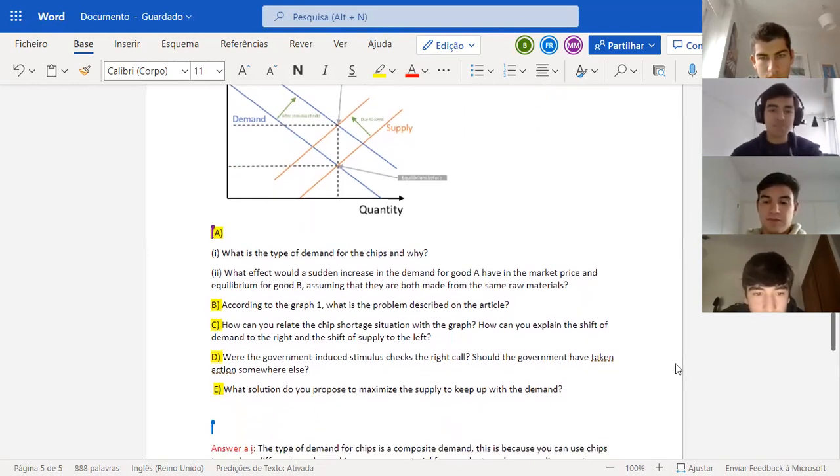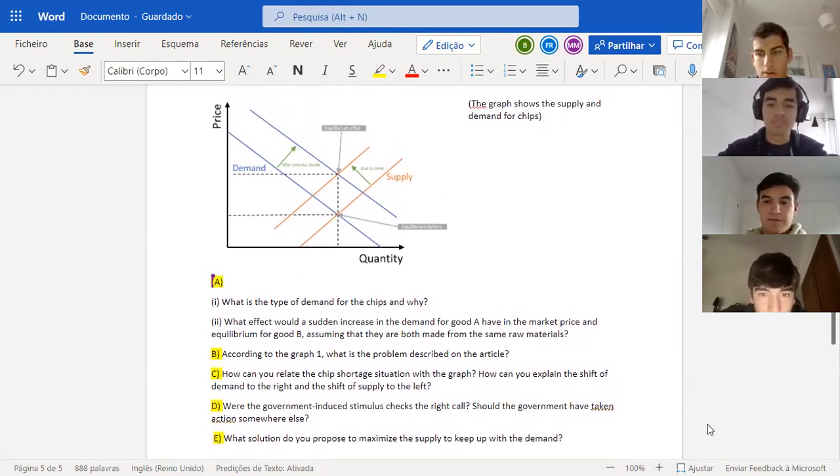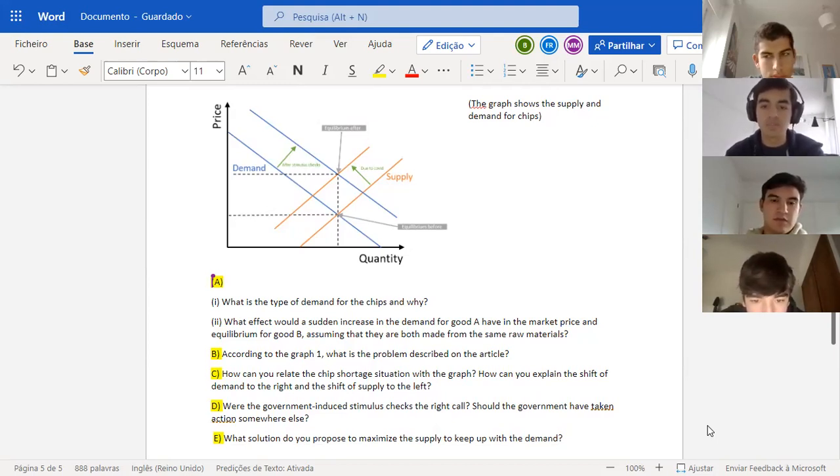So, question B. According to the graph 1, what is the problem described on the article? The problem shown by the graph is a consequence of the shortage of chips to produce cars due to factors such as the pandemic that slowed down the whole economy and the increasing demand of cars due to distribution of stimulus checks, among others. The demand curve suffered a shift to the right, which meant more quantity was demanded. Also, the supply curve suffered an upshift, making less quantity of supply more expensive.